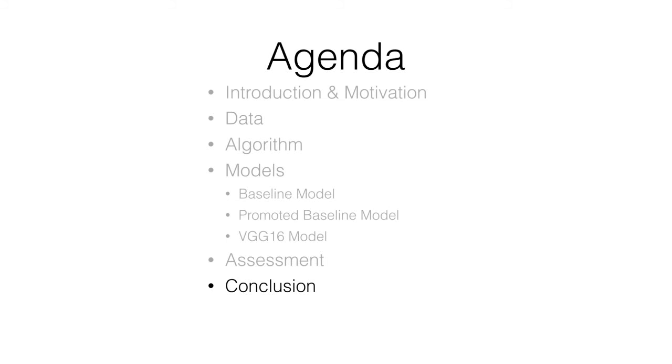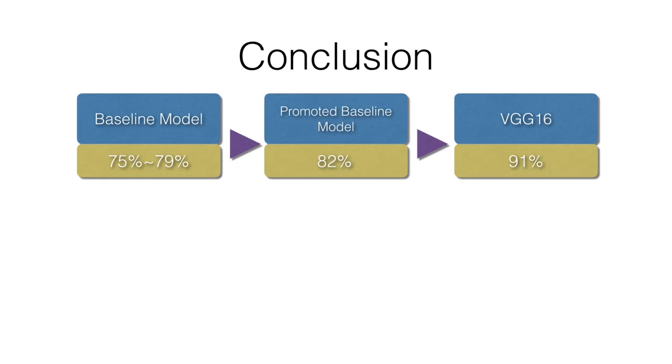The final section is our conclusion. To conclude, first of all, we successfully trained a baseline model with accuracy between 75% to 79%. Next, we modified parameters of the baseline model and got a better model with 82% accuracy. Finally, the VGG16 model using pre-trained weights achieved an accuracy of 91%. In this project, we use Python with Keras to build models, and an AWS server to help compute since it takes too much time on our desktop.